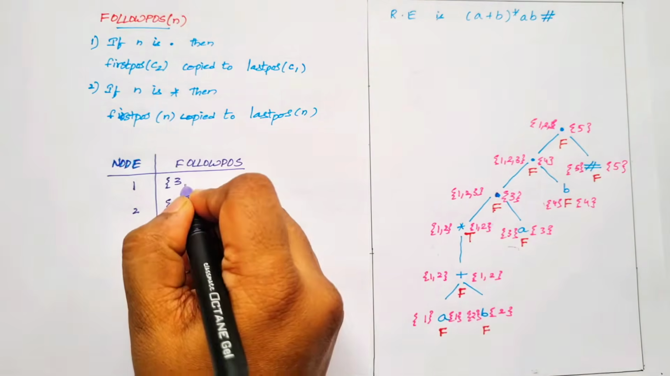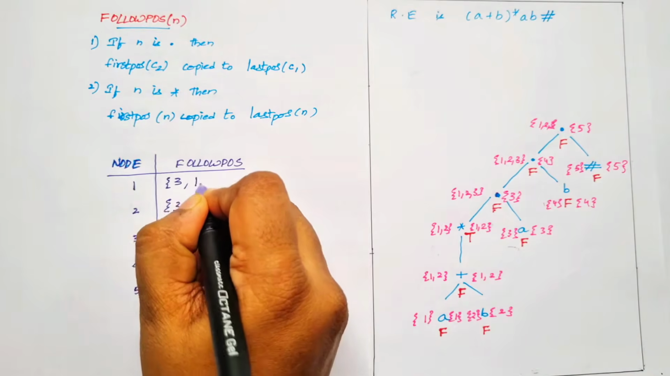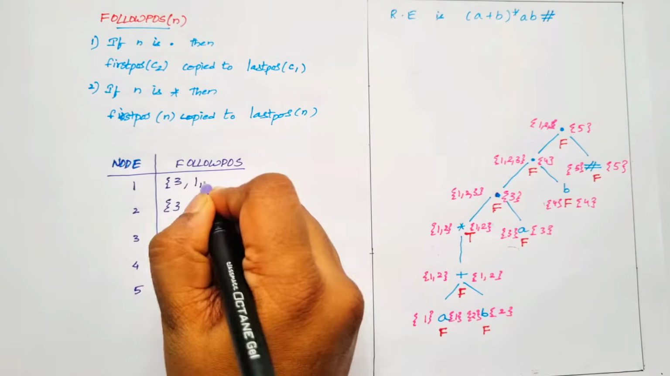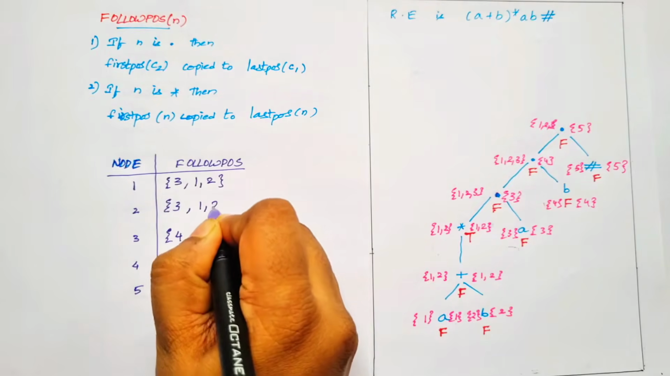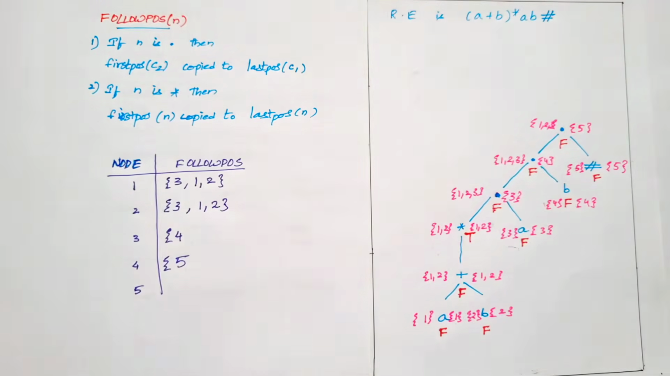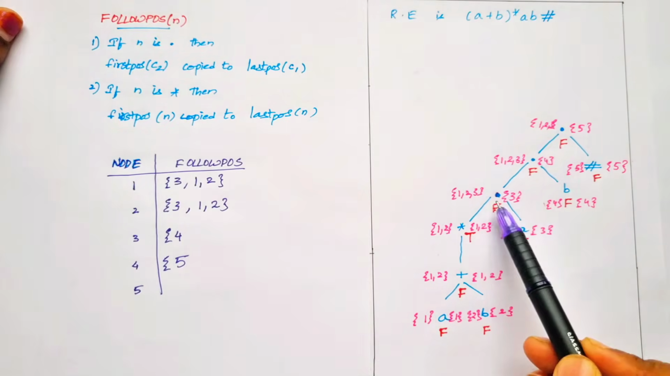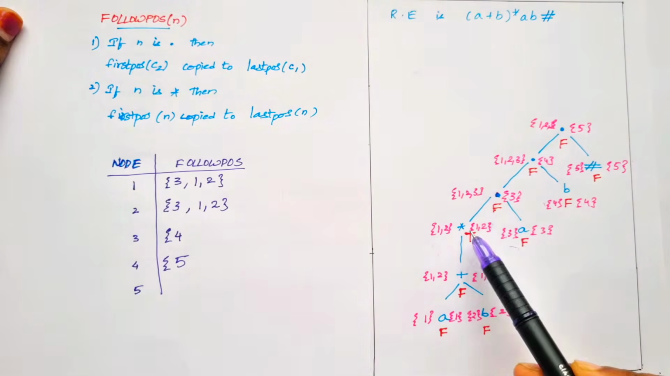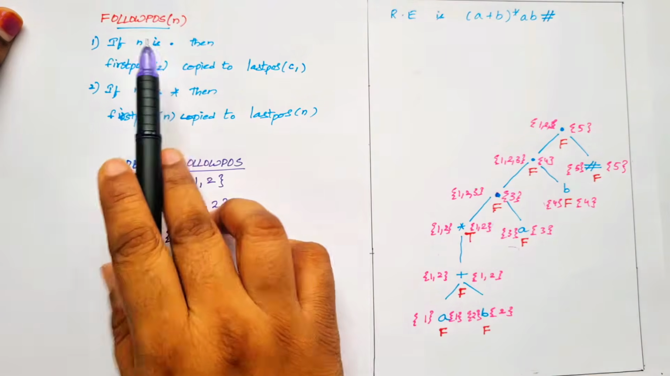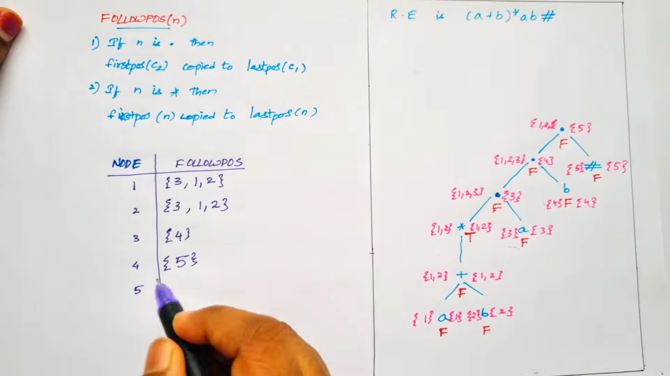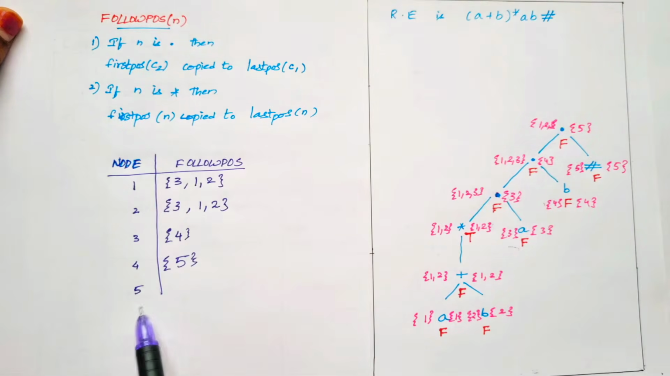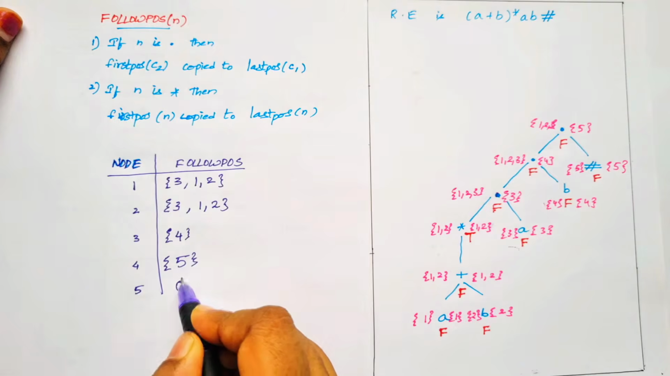See how to write. 1, 2 is copied to 1. 1, 2 is copied to 2 also. Like this you have to take. We have seen all the dot and also star nodes for finding out the follow position. This is how to find out follow position. If you are not able to find out for any node, simply write down 5.